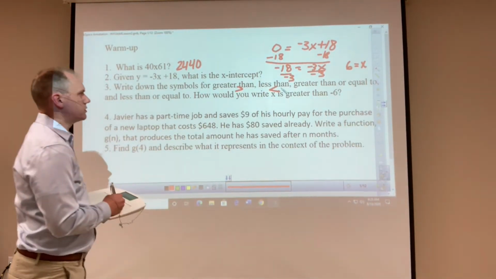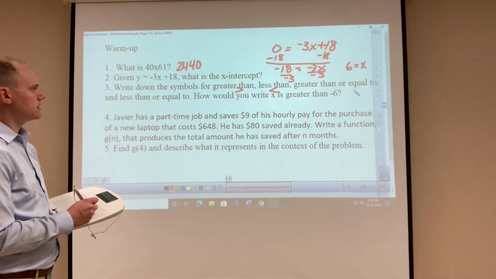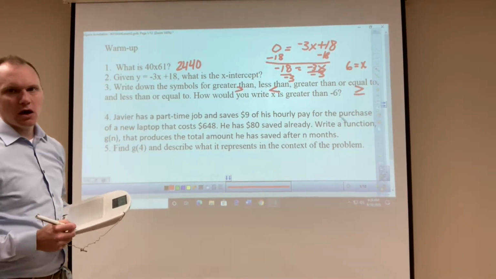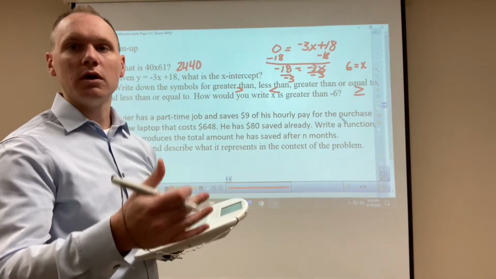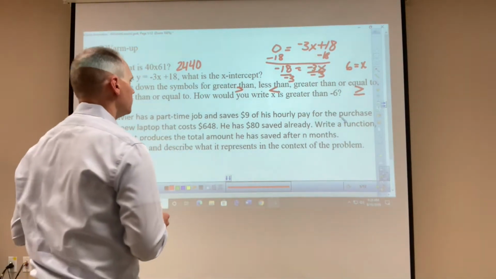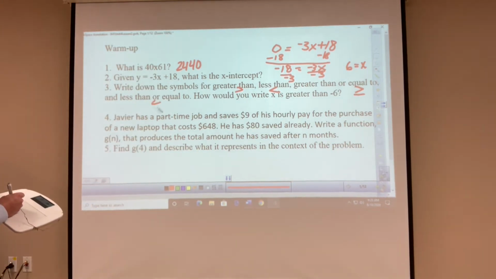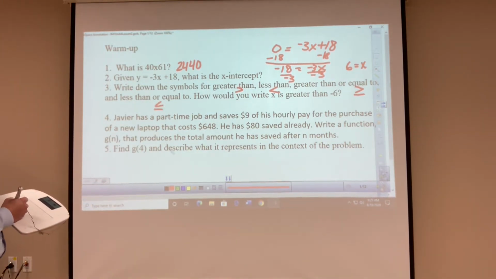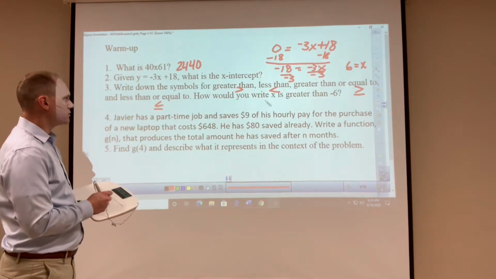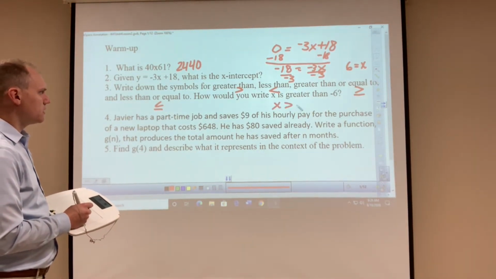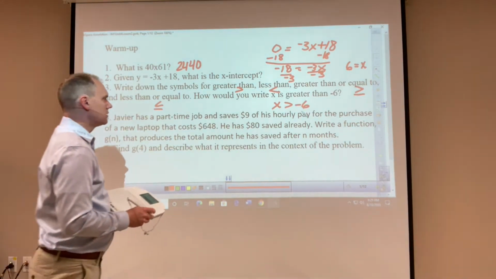Greater than or equal to. So greater than is going to be the same thing, like this. Or equal to, you put a little line below it saying it's either greater than or the value itself. And so same thing with less than or equal to. So how would you write x is greater than negative 6? X is greater than negative 6.